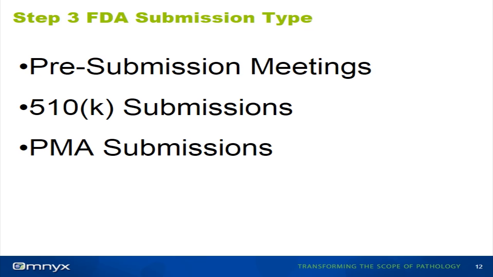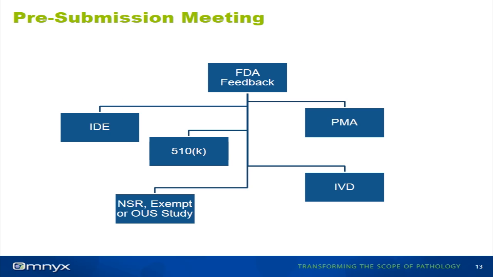use. So finally, to Step 3, for the FDA submission type. We have three options: pre-submissions, 510(k) submissions, and PMA submissions. So a pre-submission meeting is a formal method of obtaining feedback from FDA regarding an FDA submission or content to be included in an FDA submission, such as a clinical study report.